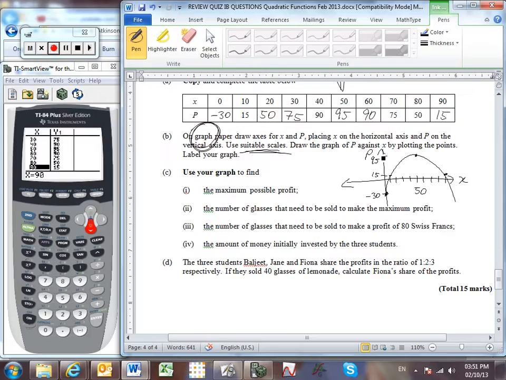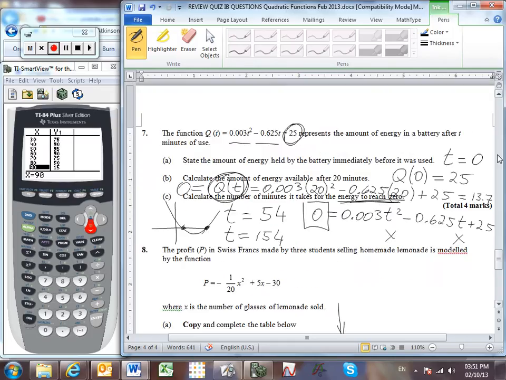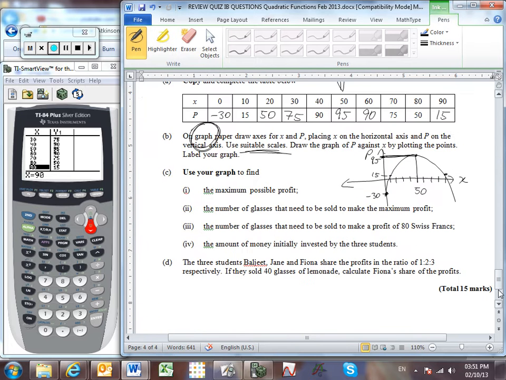Well, the maximum profit, right, P is on the y-axis, the profit reaches a maximum at 95. And so there's our maximum. Maximum possible profit then must be 95. What's the unit? Are we in dollars? In Swiss francs. Okay, so we're dealing with a maximum possible profit of 95 Swiss francs.